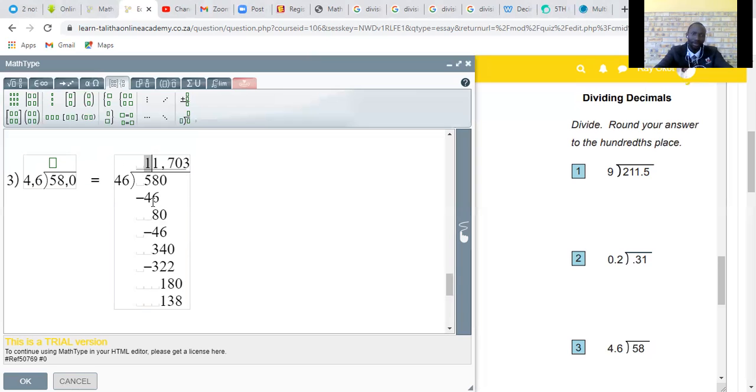When we subtract 58 minus 46, do we get 8? No. Let's just subtract this right away. 58 minus 46. Oh, it's 12. So it's not 8, it's 12. This is supposed to be 12.